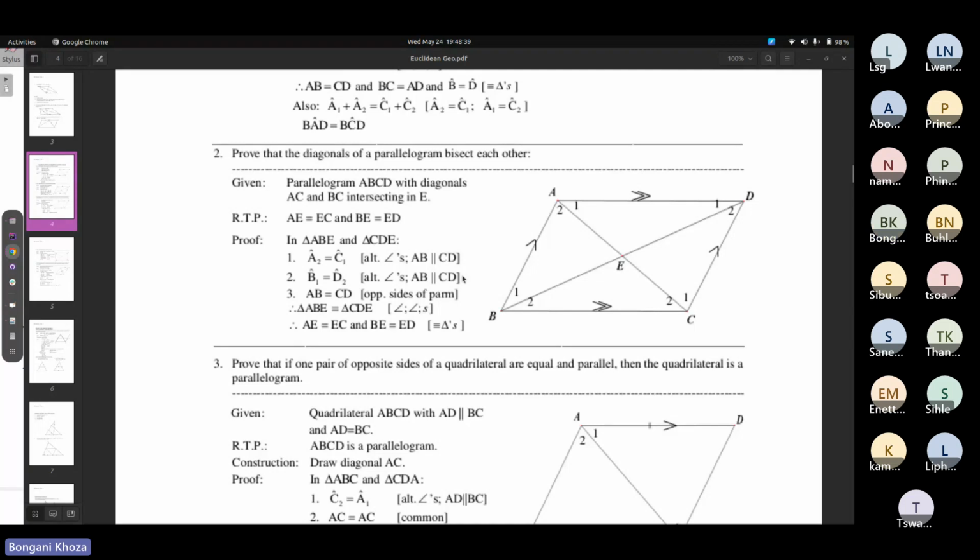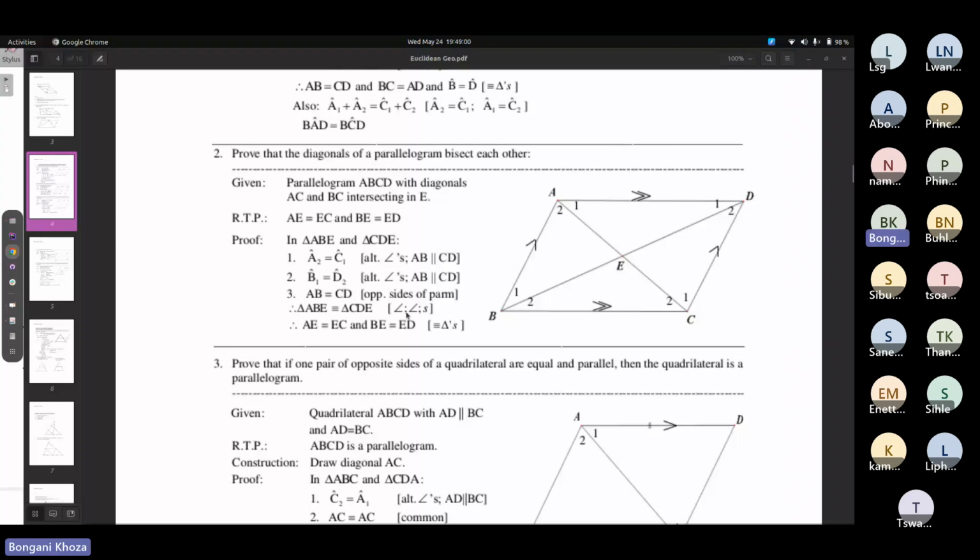From there, I can now conclude that triangle ABE and triangle CDE are congruent because I've proved that a side, which was this one and that one, another side, which was the other side?